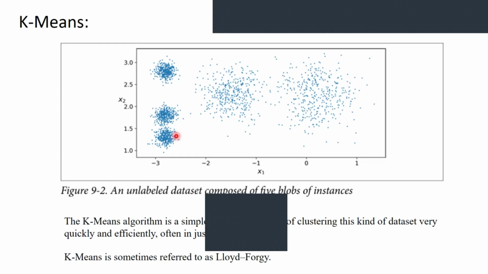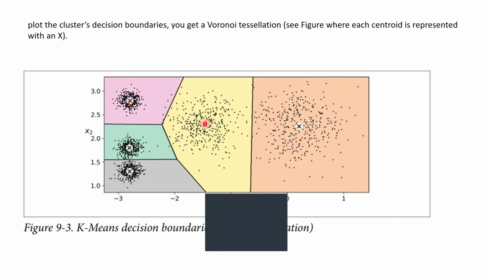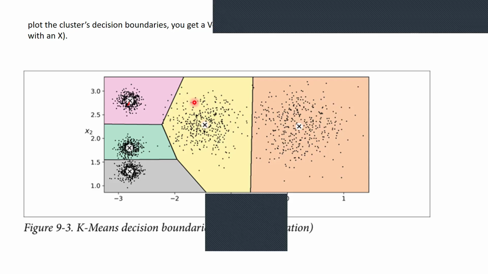Coming to the decision boundaries. Here we minimize the distance to the centroids. These are the centroids, which I am pointing at here. It converges to a good solution when the blobs all have the same size. Here we need to note the decision boundary at the top left.